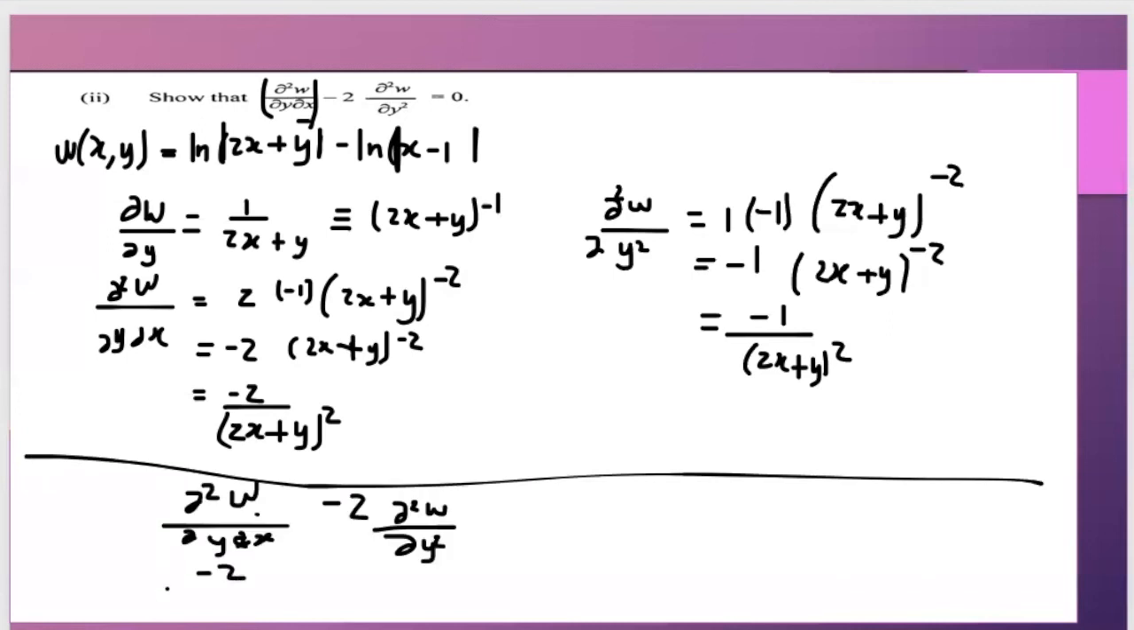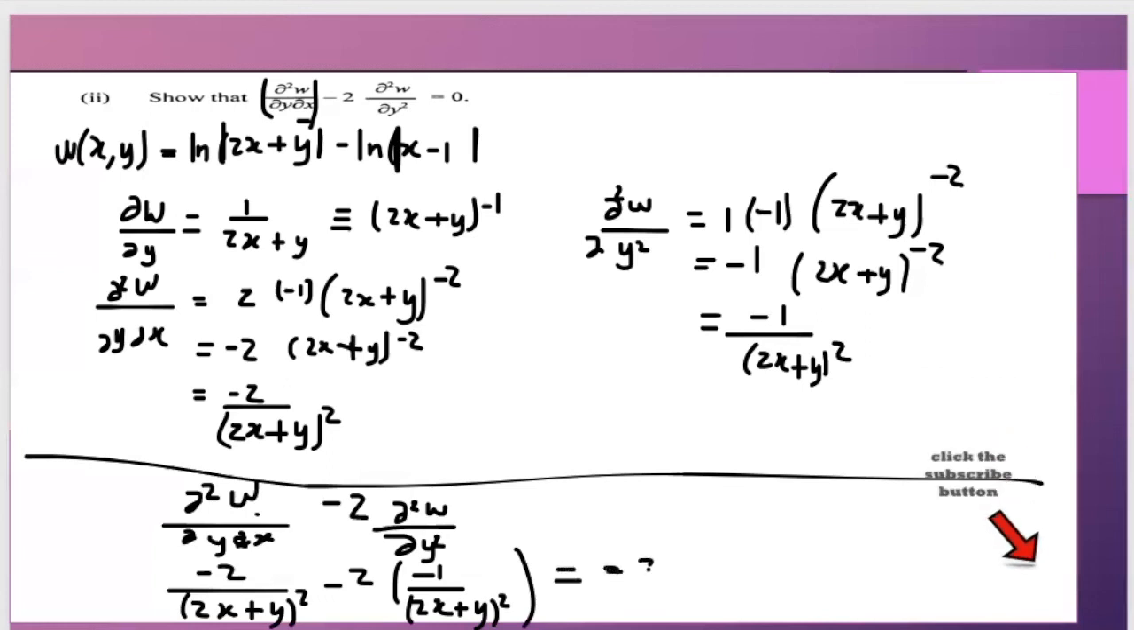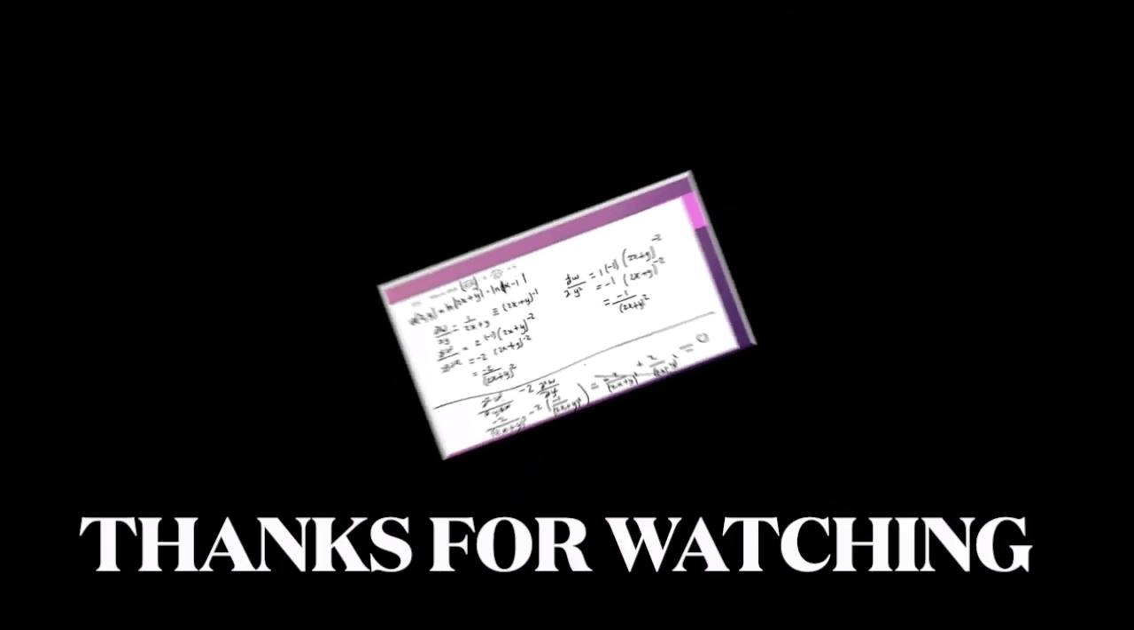So substituting, I have this to be minus 2 over 2x plus y raised to the positive 2. So I'm just substituting minus 2, and then for this other part, I'll have negative 1 over 2x plus y raised to the positive 2. Now I can simplify, because minus 2 times minus 1, that's positive 2. So I will have minus 2 over 2x plus y all square, which is raised to the positive 2, plus, because the sign changed, so it's plus, and I'll have the same exact thing. So as you can see, they're exactly the same, so that means it's going to cancel, and I will get 0. So therefore, proven.